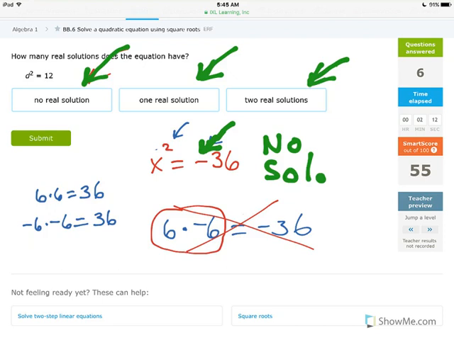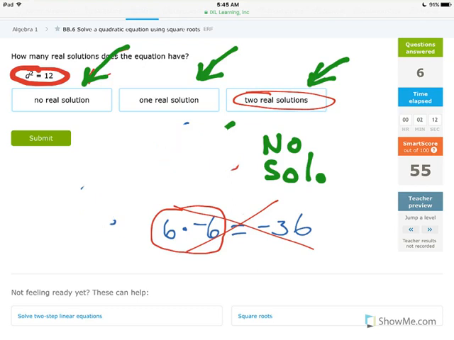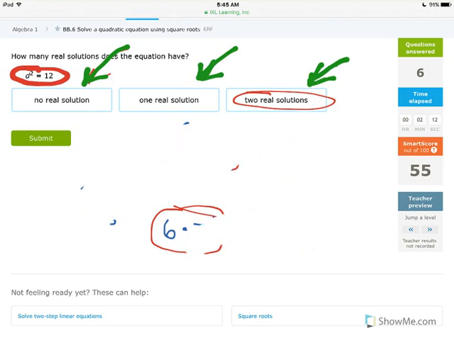So for this particular question, d squared is equal to positive 12. So if you're trying to square root a positive number, you should get two solutions. So if you square root a positive, you get two solutions. Let's write this down as a summary real quick. So if you square root a positive number, it's two solutions.